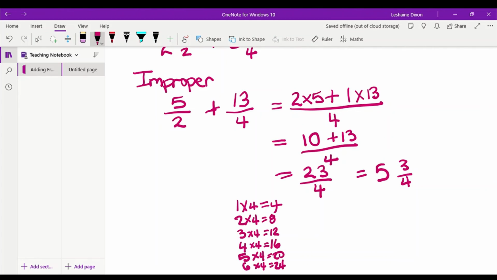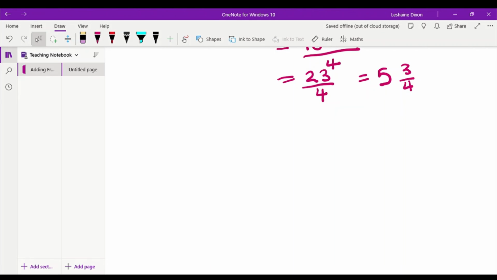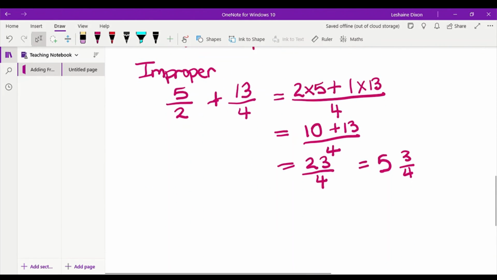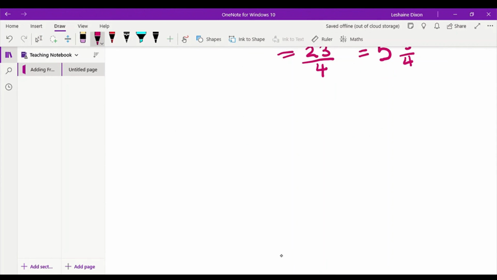So now I want to do one with subtraction. I want to subtract 4 and a half minus 1 and 1/3. So the first step, we're going to convert them to improper fractions.